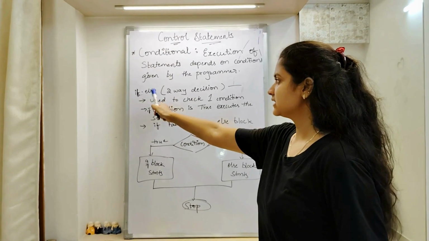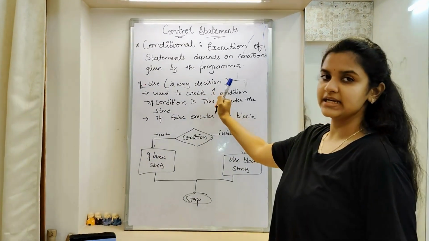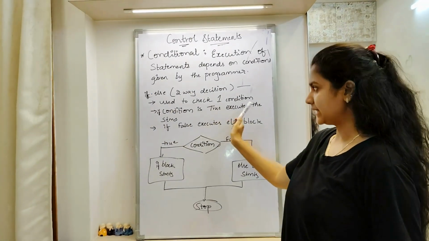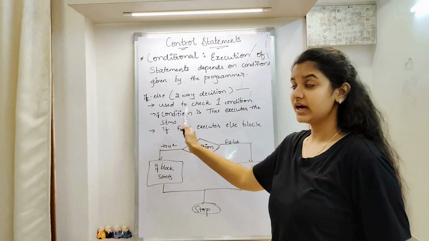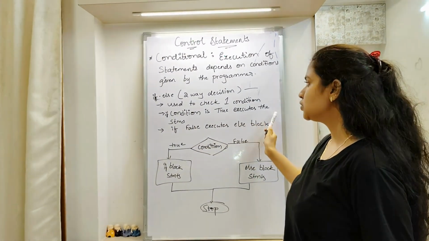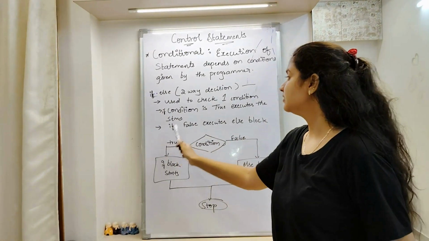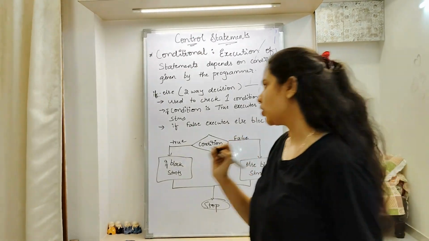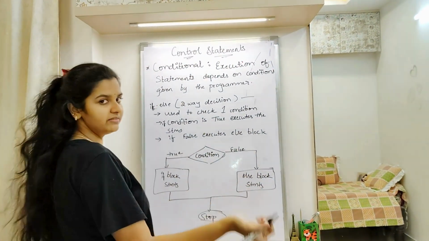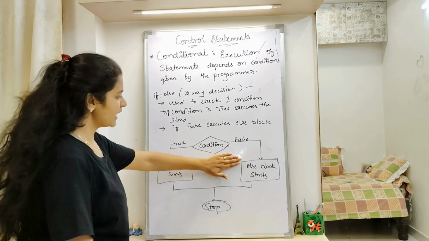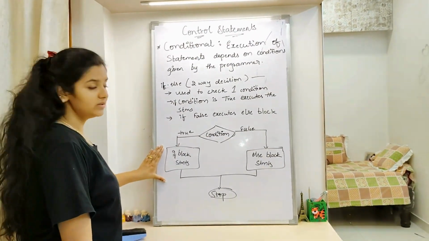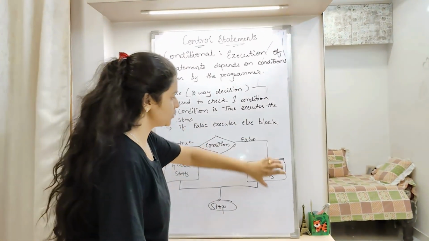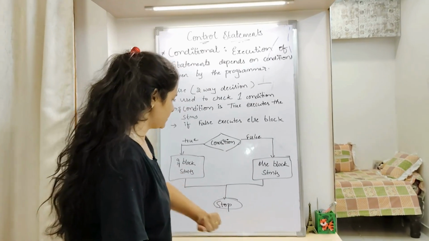So the second one is if else. It is a two-way decision. It is used to check one condition. If the condition is true, it executes the statements. If the condition is false, it executes the else block. So there are two blocks in it. If the condition is true, then it will execute the if block statements. If it is false, it will execute the else block statements and then it will stop.